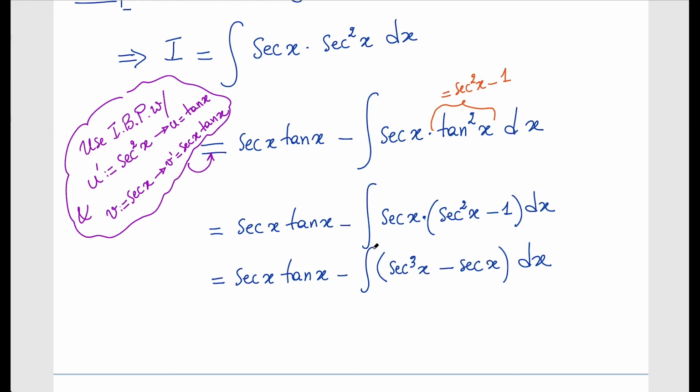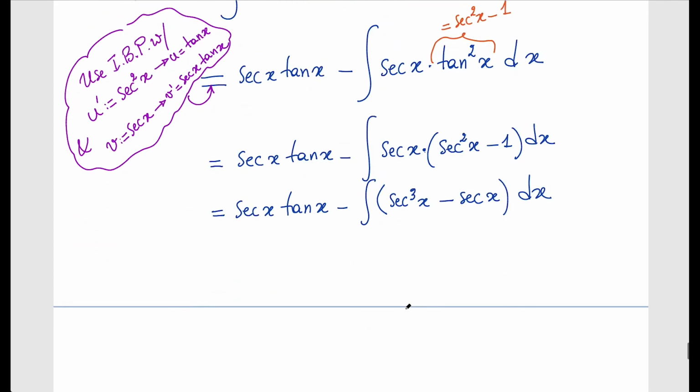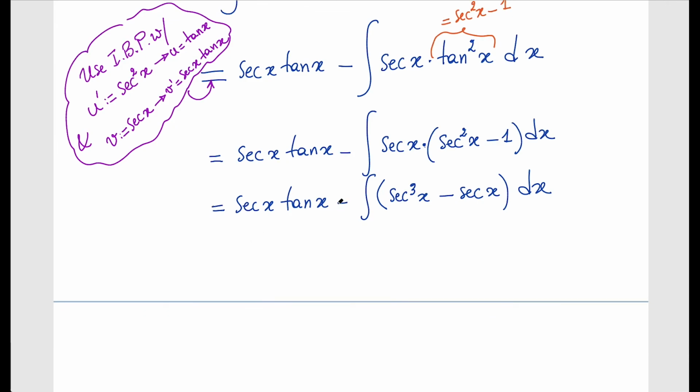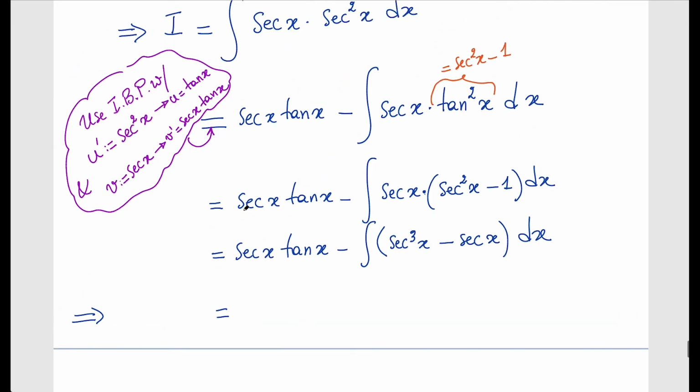So we found the primitive of secant cube x dx, which is what? Which is I. This is I. So we found it along the way, with a minus sign. So therefore, all this is equal to I. All this thing was equal to I.